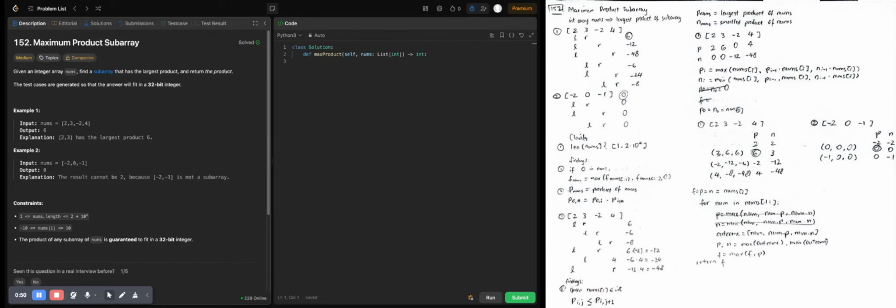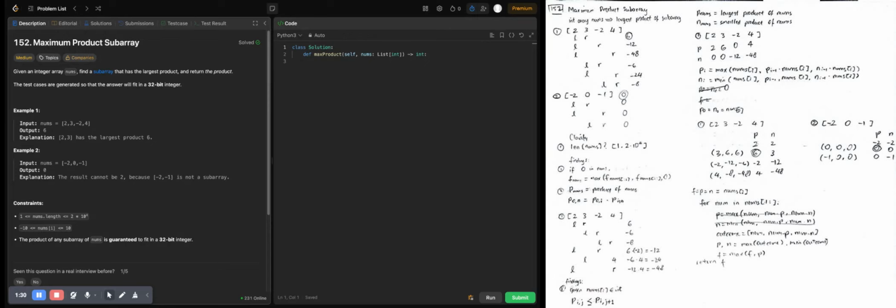Alright, so we are given an int array nums. Now you'd like to return the largest product subarray. Actually, just the largest product. Right, now let's look at the example. I think the problem description is very clear.